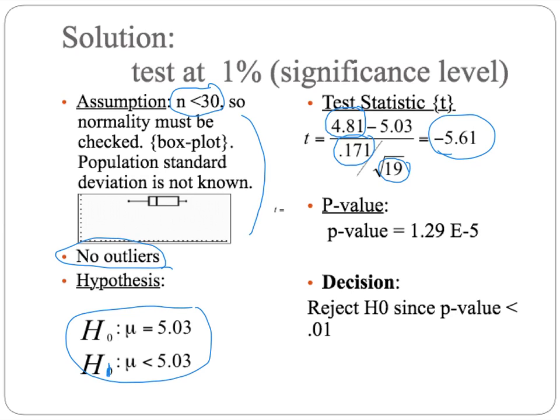Now on our calculator we get a p-value. We couldn't really look this up on our table, so we would really have to use our TI 83 or 84. Here the p-value is 1.29 e minus 5. That means it's 1.29 times 10 to the minus 5th. That's a very small number. And our significance level is at 1%. So the p-value is much less than 1%. So we reject H naught.